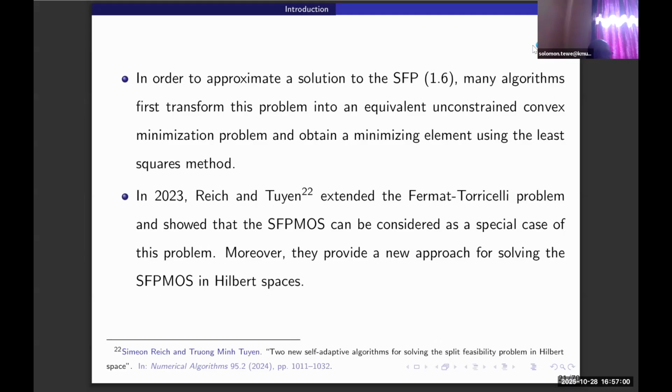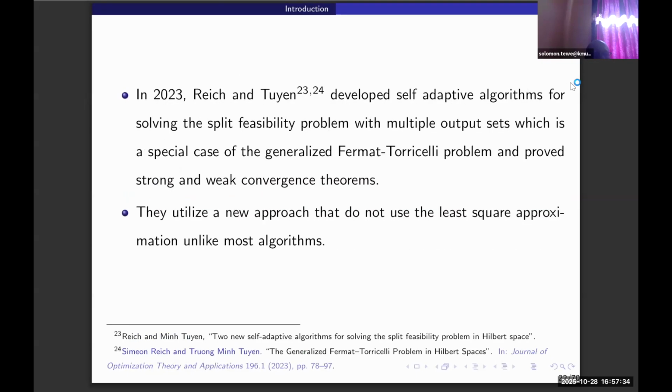So in general, we can say that in order to approximate a solution of the split feasibility problem, many algorithms first transform this problem into an equivalent unconstrained convex minimization problem, and obtain a minimizing element using the least square method. So what Reich and Tuyen did is they used the Fermat-Torricelli problem and showed that the split feasibility problem with multiple output sets can be considered as a special case of this problem. Moreover, they provide an approach for solving the split feasibility problem with multiple output sets in Hilbert space.